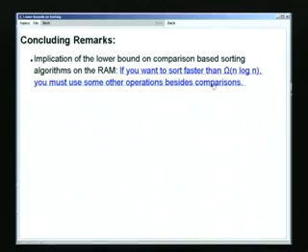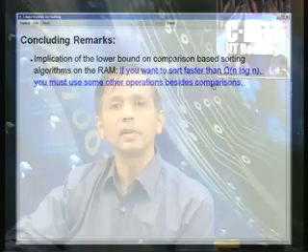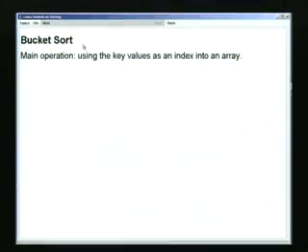Well, there is a decision tree algorithm which mimics the RAM algorithm, and therefore, I am stuck to a lower bound of at least n log n. So, I must use some other operations besides comparisons. Are there such operations? There actually are. In fact, a popular sorting algorithm called bucket sort does exactly this. The main operation it performs is that it uses the key values as an index into an array, which was not allowed in comparison based sorting algorithms.